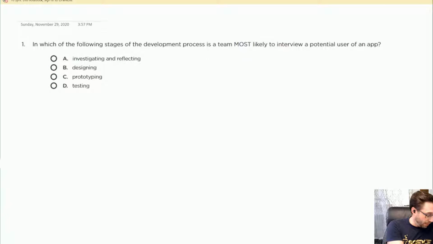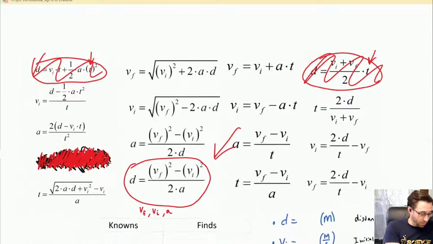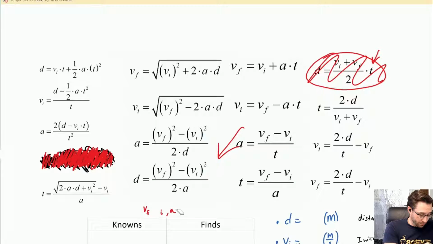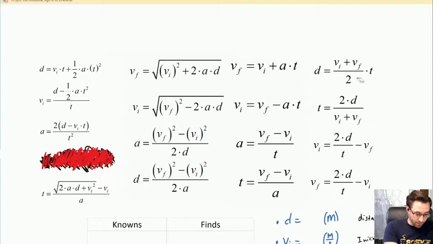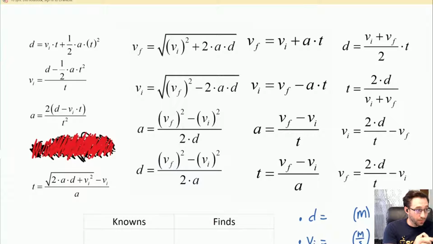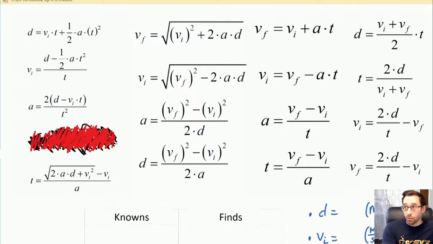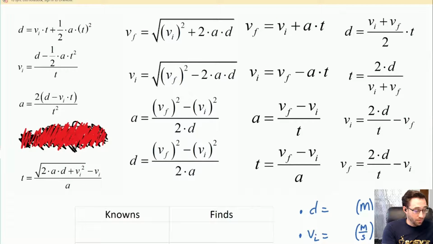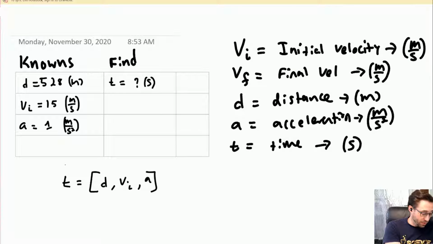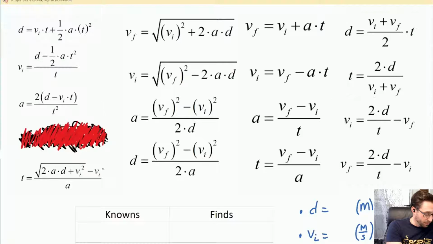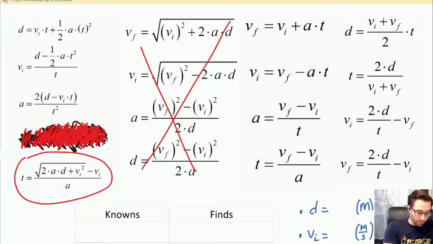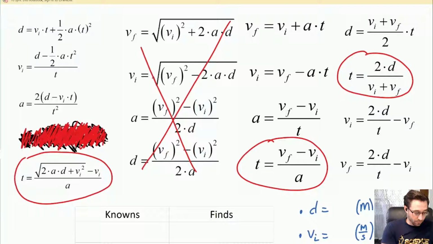So if I go back to our equation sheet, and remember, Mr. Applewhite was nice enough to do all of the algebra for you guys. So I want an equation that starts with time. So I'm going to circle all the ones that have time in it. So this has time. There's no time in this column. There's time here, and there's time here. Cool.